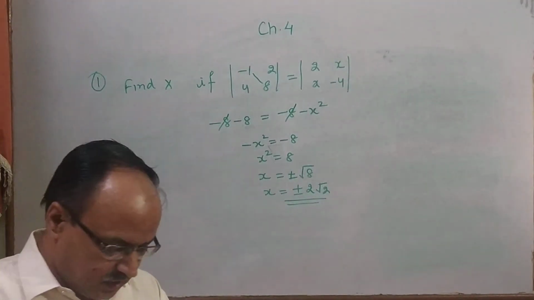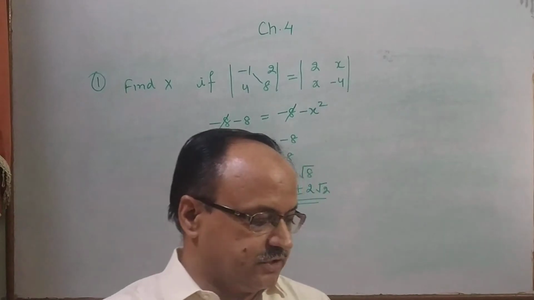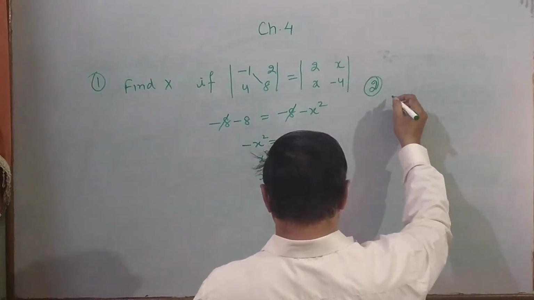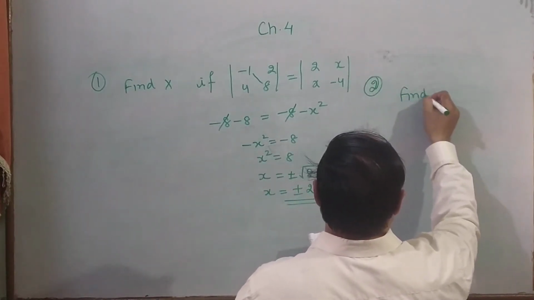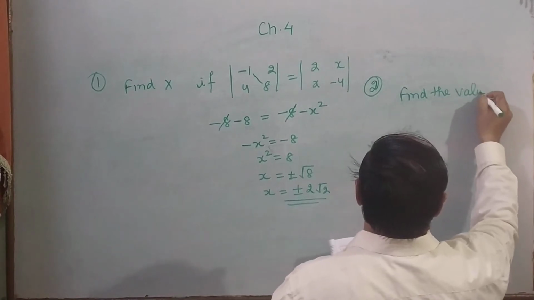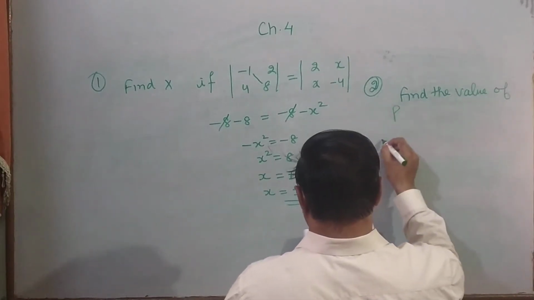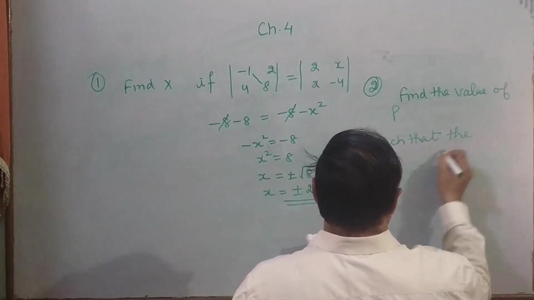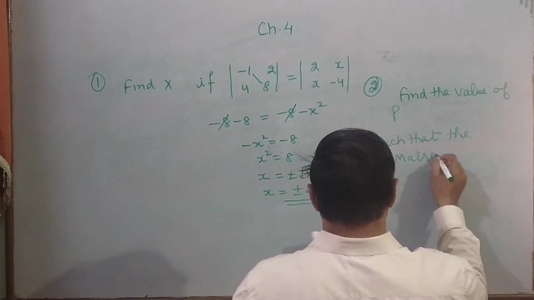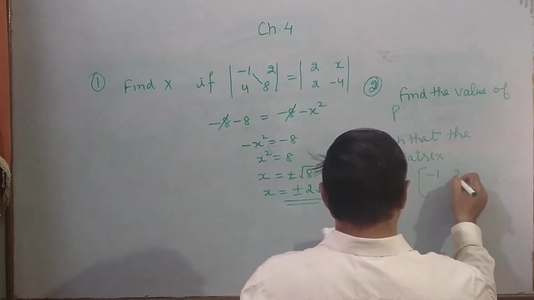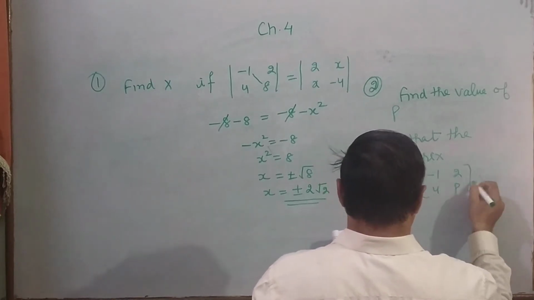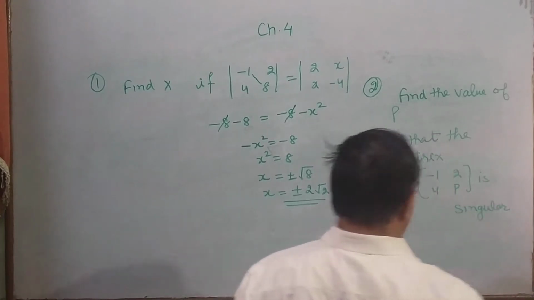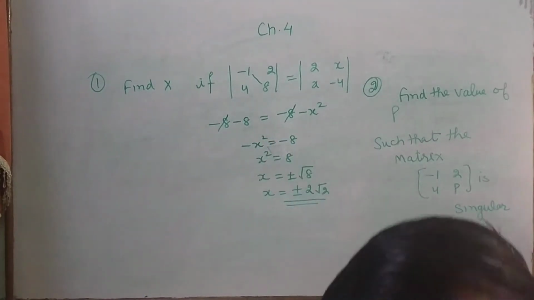Now try to solve this question. Second question, find the value of p such that the matrix [-1, 2; 4, p] is singular. Right? Singular matrix.